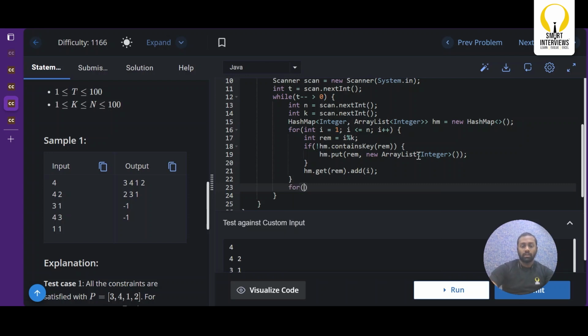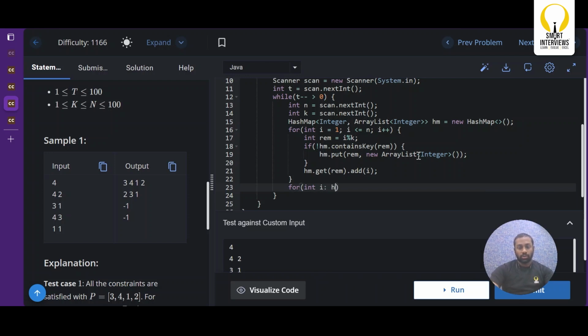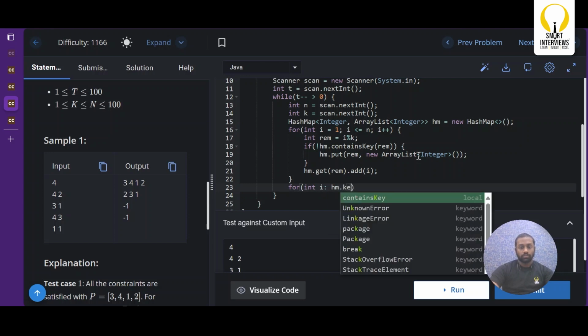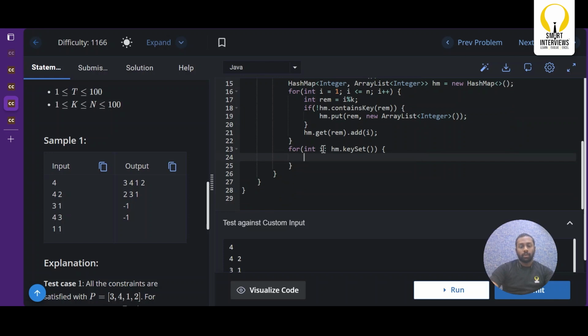Now I need to check at any point if I'm getting 0 or 1, sorry, not 0, 0 is not possible. If I'm getting one element in a particular remainder slot. So firstly, to iterate through the hash map, you use hm dot key set. Let's take it as remainder in the key set.